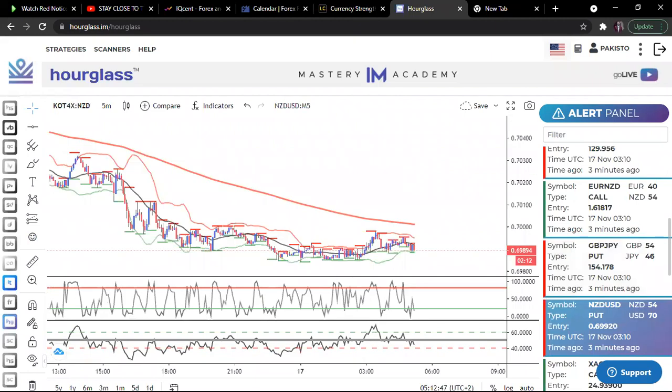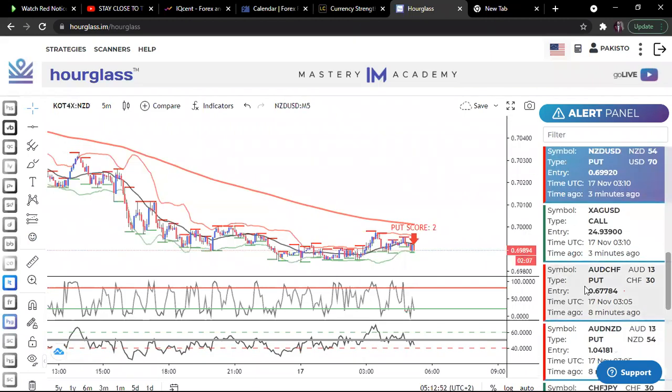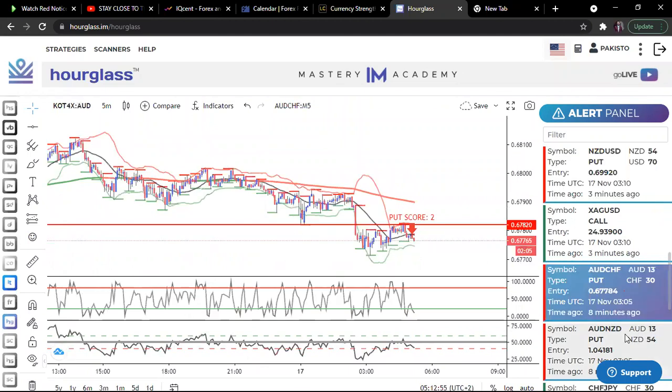I've got about 2 more minutes until the start of the new candle. So we still have time to analyze and see if we have any potential setups that are setting up nicely for us.